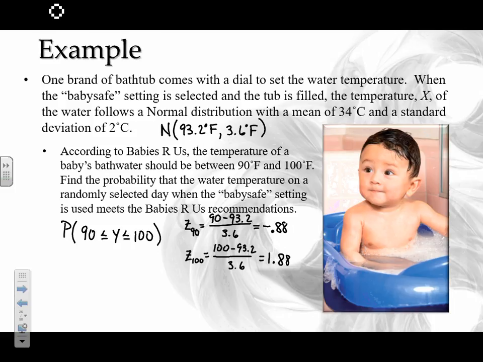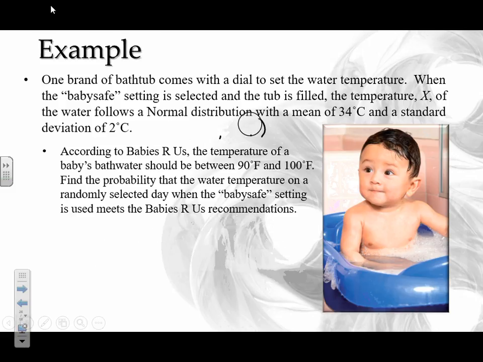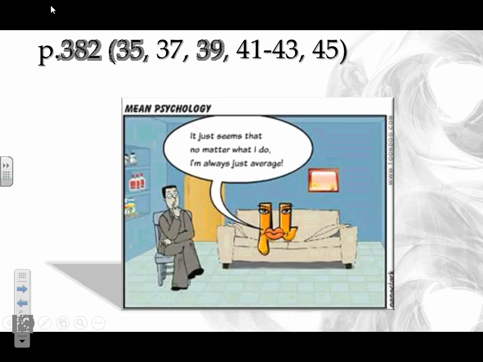Okay, so once we find the probability on table A for this, we find the probability on table A for that. What do we do with those two probabilities? Subtract them. So we would take the two probabilities we find, subtract them. Whatever's left is going to be our actual probability that the water is between 90 and 100 degrees Fahrenheit. We okay with that? All right. And that is it.